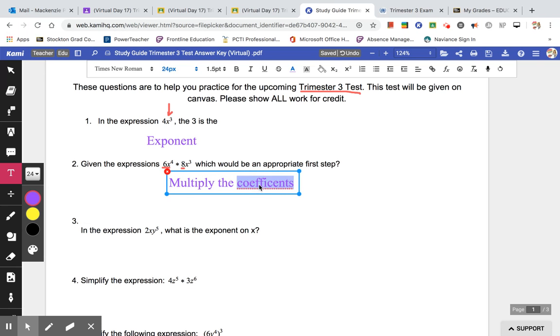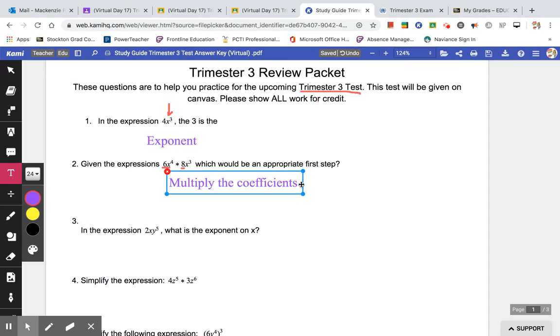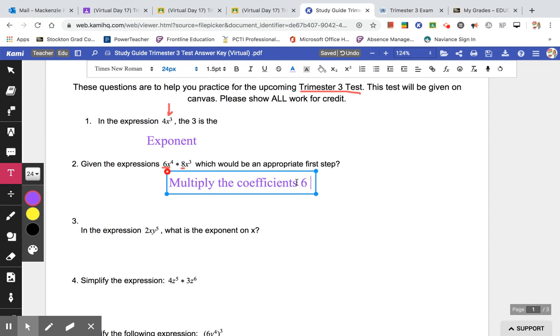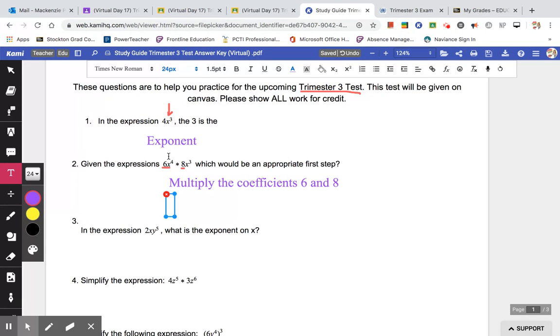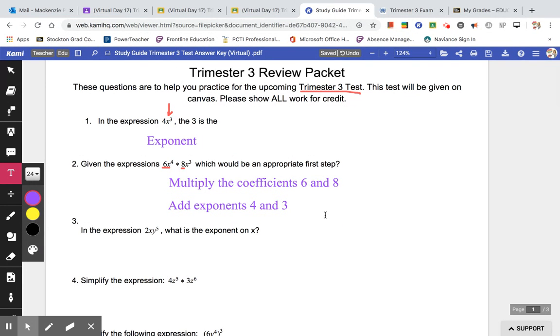Never spell that right. And the coefficients we have are 6 and 8. Or another thing you could do, this will be multiple choice, so you'll just have to see what the options are. Your first step could also be to add the exponents. So you could also have an option of add the 4 and 3. Again, the important thing for this question was to recognize that this is the product rule. So product rule means multiply coefficients, add your exponents.